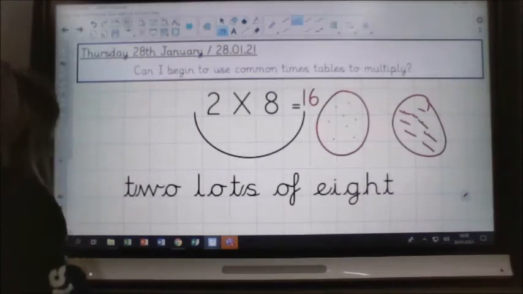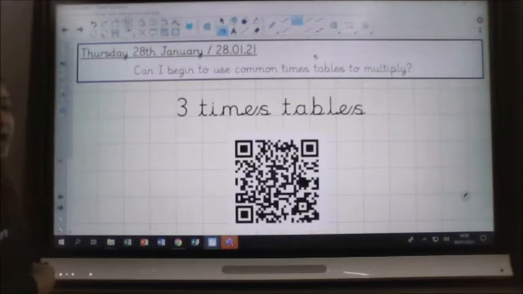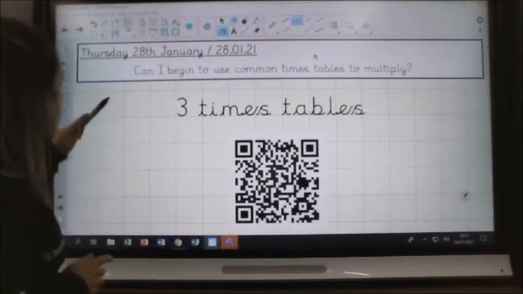So I want to have a look at our 3 times tables again, and you can do this at home as well. You can see that underneath I have put a QR code. So you can pause the video now, and hold up your device to get onto the same 100 square that I'm going to look at on the video with you. If you are struggling to do that, if you are using a laptop device, don't worry, I'll explain at the end of the video how to get onto this. So we're going to go on to our 100 square.